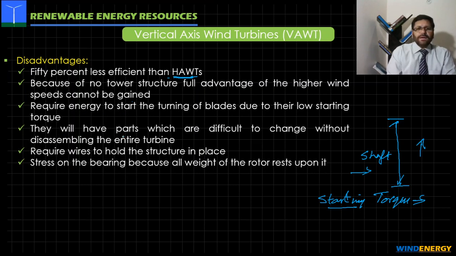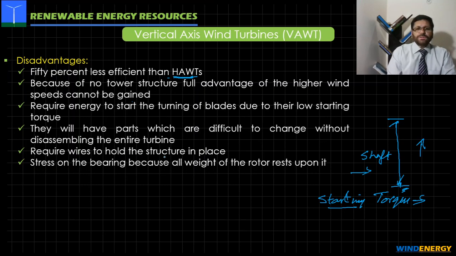And then they have parts which are difficult to change without dismantling the entire turbine. Since the gearbox as well as the generator are under this shaft, if there is any malfunctioning in the generator or the drive chain, the gearbox, you have to dismantle the entire turbine and then you can rectify that.